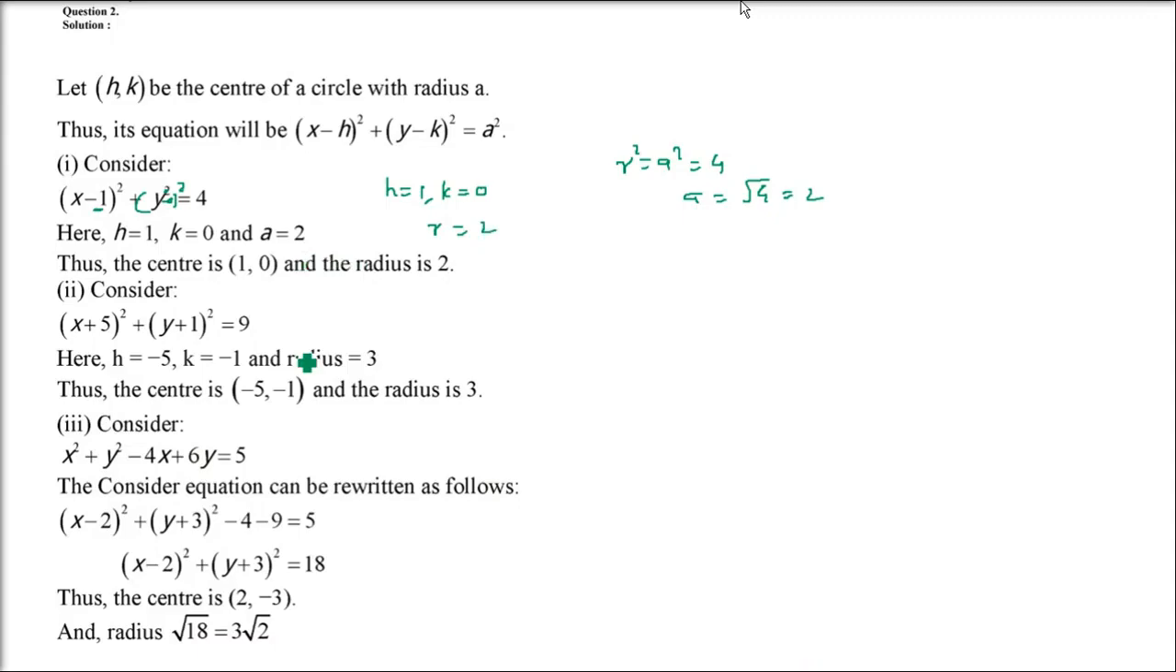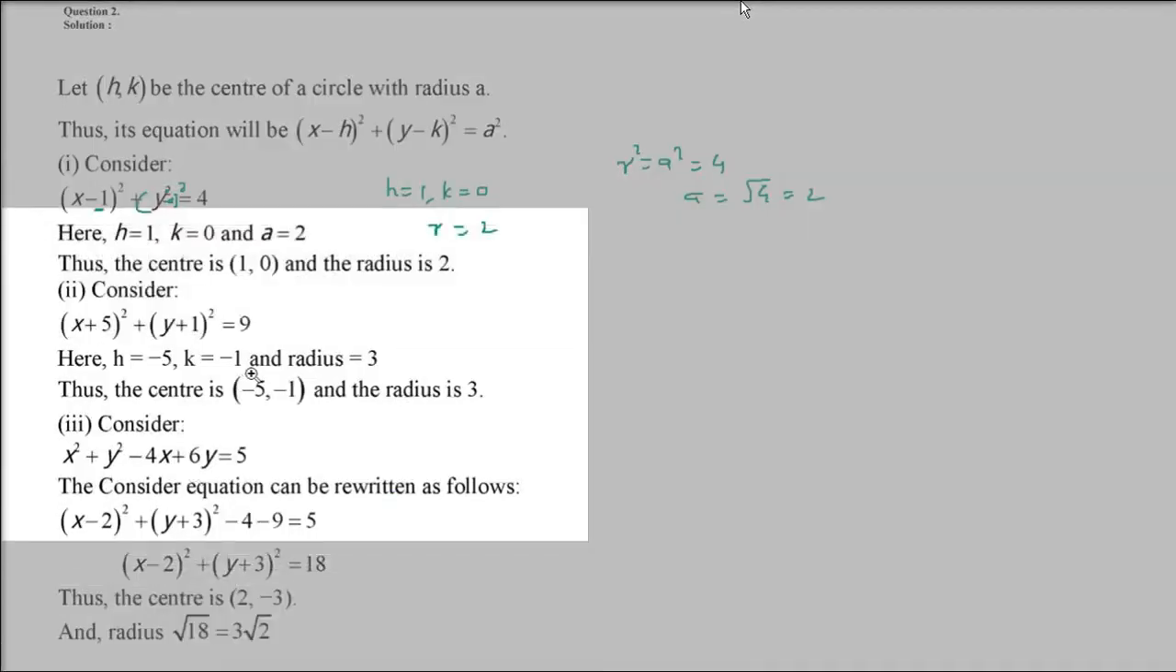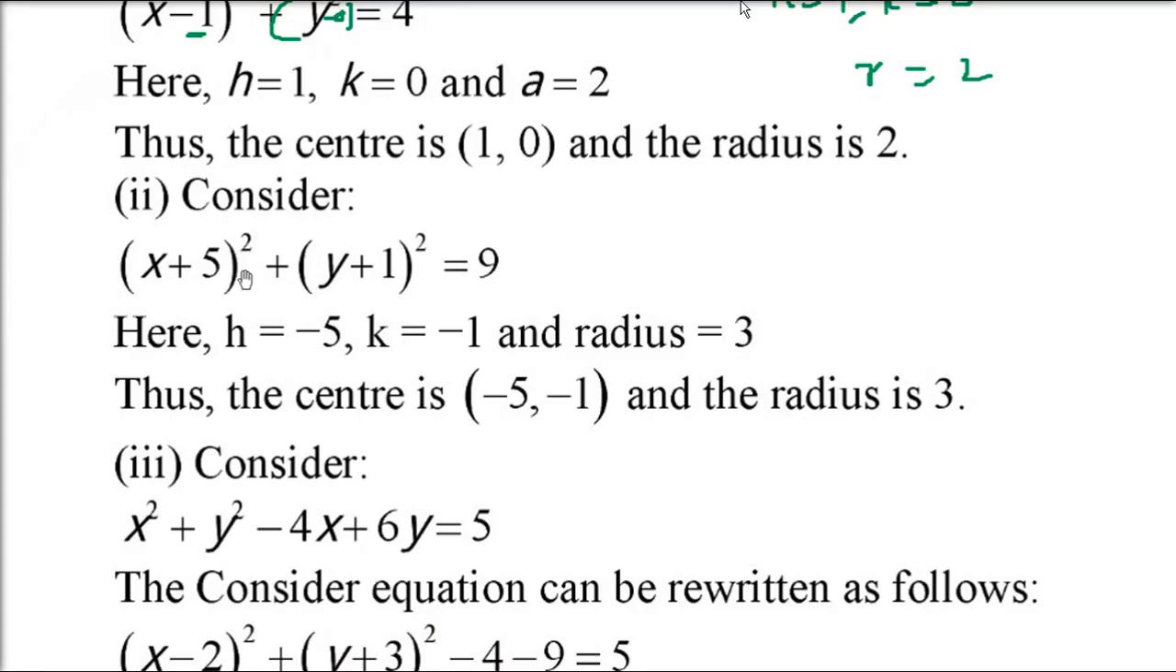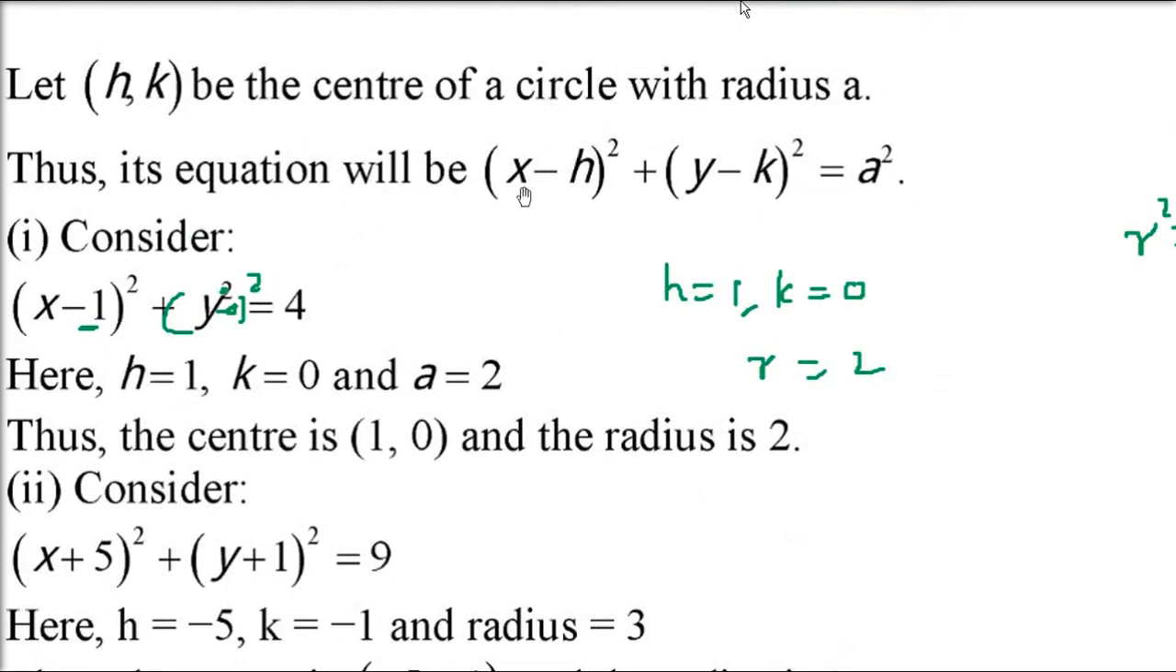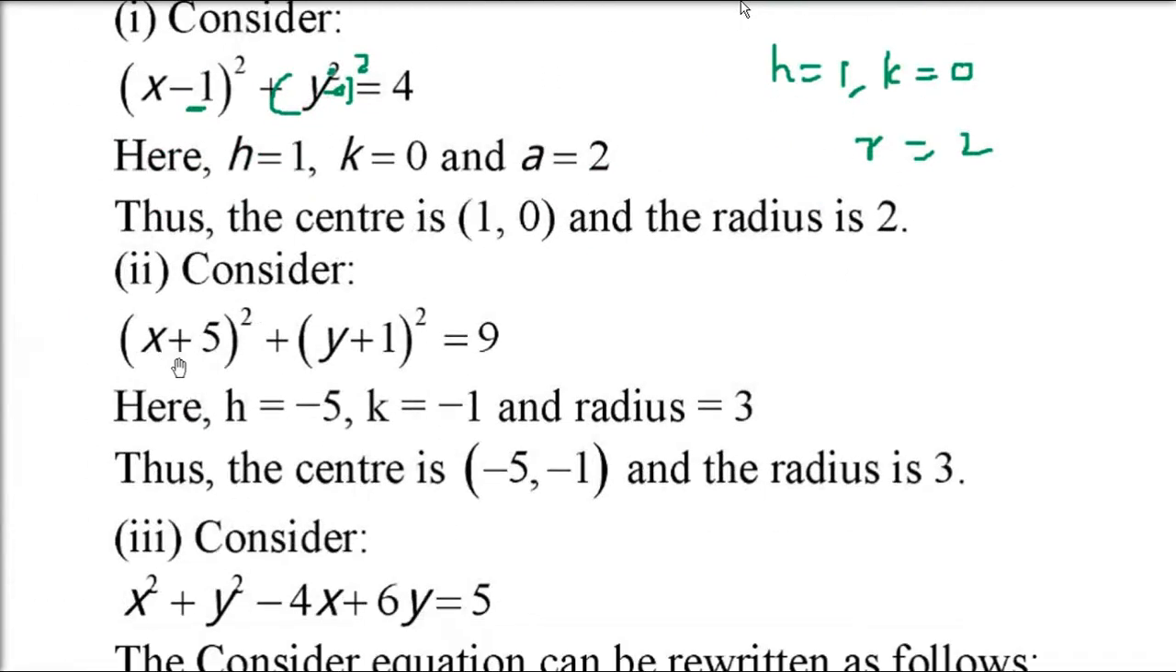So this radius is 2, h and k is 1, 0. The next one is (x plus 5) whole square plus (y plus 1) whole square equals 9. And as I said, this is x minus h whole square, so you can write it as x minus of minus 5, y minus of minus 1, and this 9 can be written as 3 square. So minus 5 and minus 1 are h and k, and this 9 which is 3 square is the radius. So radius is 3. Center minus 5, minus 1, radius is 3.